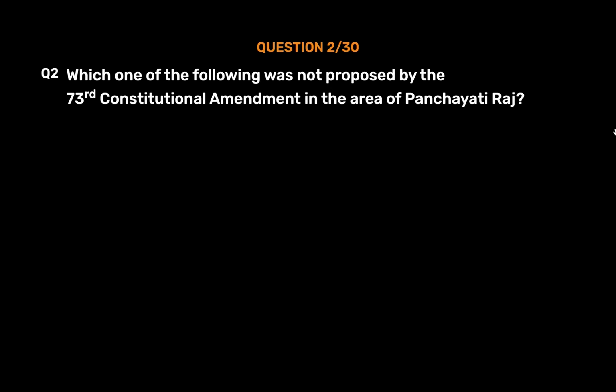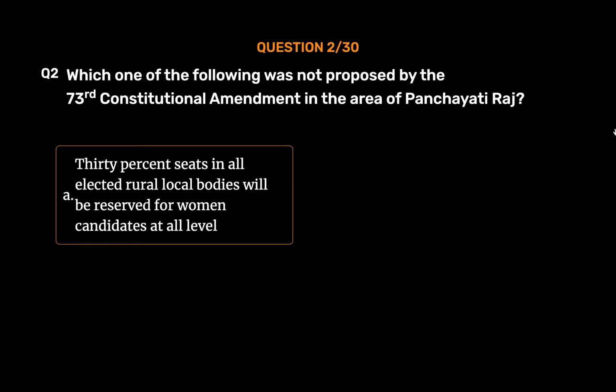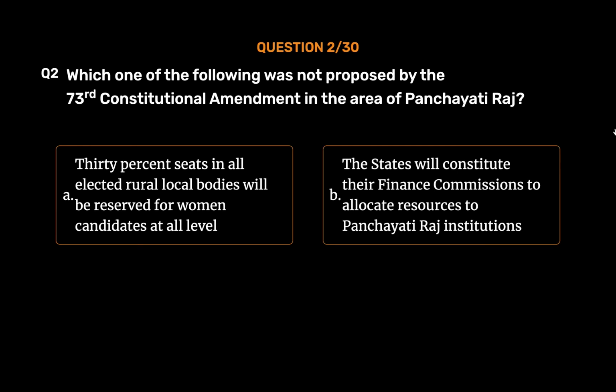Question number 2. Which one of the following was not proposed by the 73rd Constitutional Amendment in the area of Panchayati Raj? Option A. 30% seats in all elected rural local bodies will be reserved for women candidates at all levels. Option B. The states will constitute their finance commissions to allocate resources to Panchayati Raj institutions.